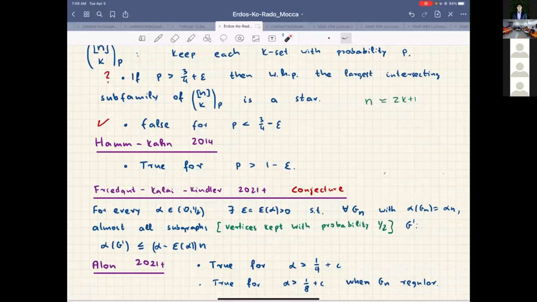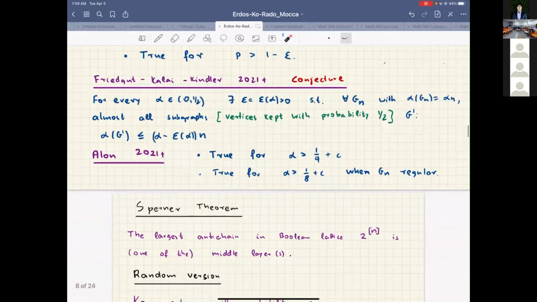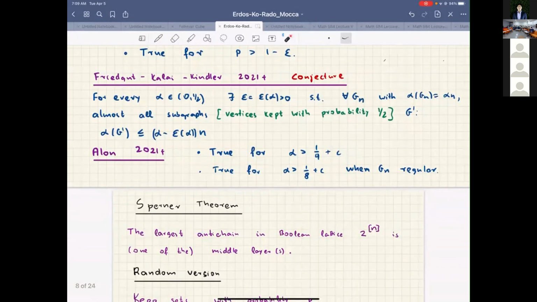But despite the two problems being similar, we were not able to get here p equal to 3/4. And a little bit different, but similar in spirit, one can mention a recent problem for general graphs. It was conjectured by, I think, Friedgut, Kalai, and Kindler, and proved some results in a recent paper of Noga Alon.